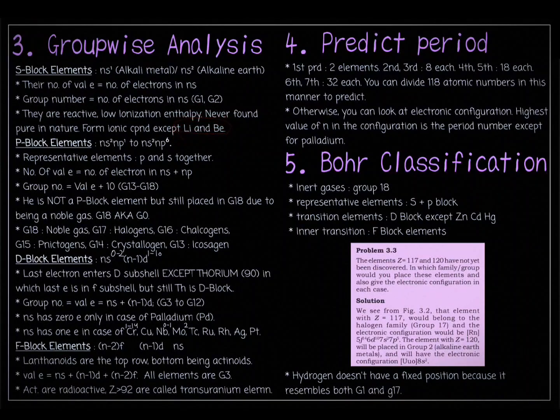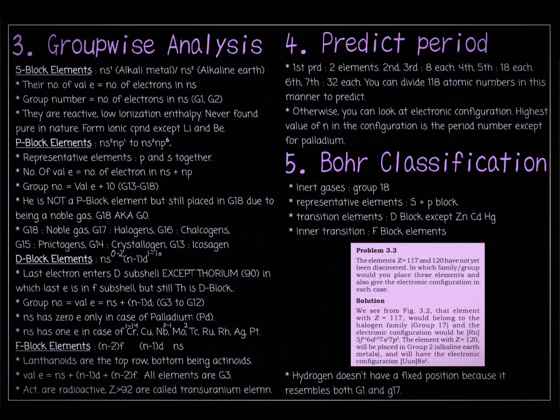P block elements, they are ns2, ns2 is there, and np1, np2, all the way up to np6. Representative elements are p and s block together. For p block elements, the number of valence electrons is equal to the number of electrons in ns, so 2, plus the number of electrons in np. And the group number is number of valence electrons plus 10. So the possible groups here are group 13 to group 18.